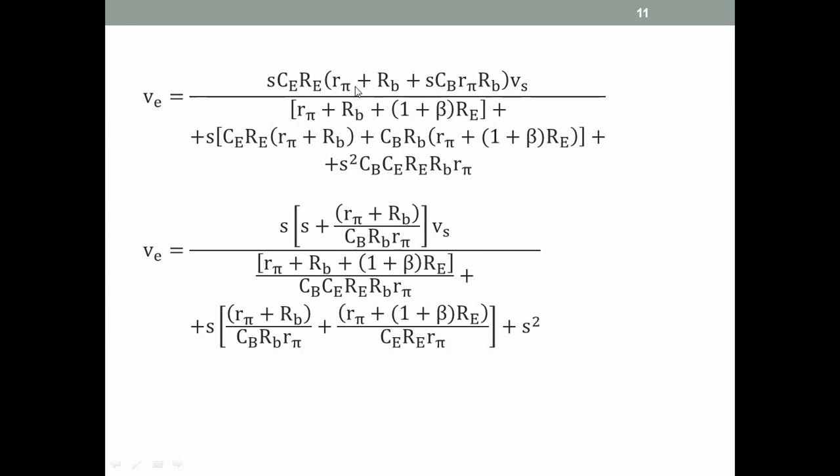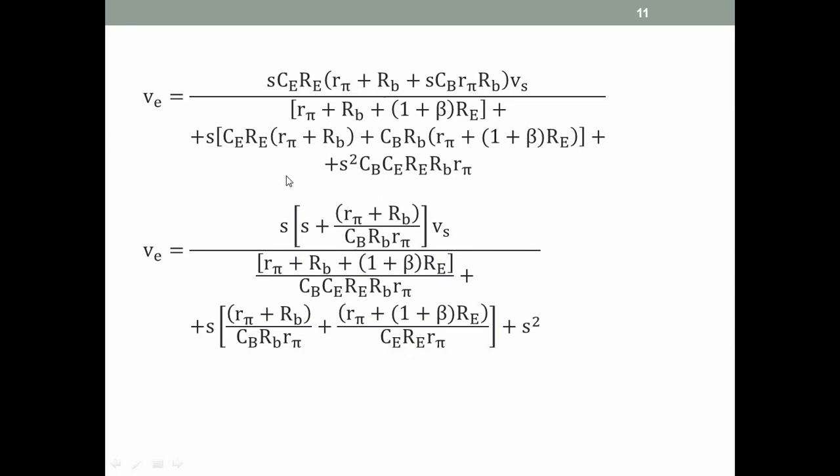Okay, so notice that here there is an S term, constant plus S divided by constant plus S times something plus S squared times something. Then I am taking in the numerator the CB R pi RB out, and so the S will remain. It's S plus R pi plus RB divided by CB R pi RB, that is this. And then what comes out is CB R pi RB, that goes out, multiplied by CE RE, and then I am taking that to the denominator.